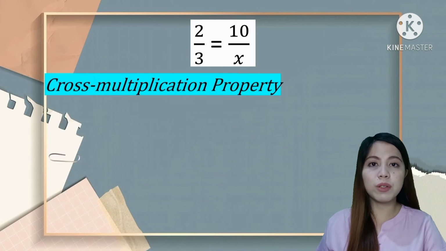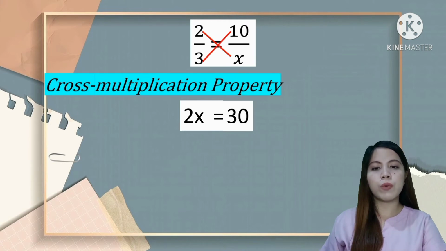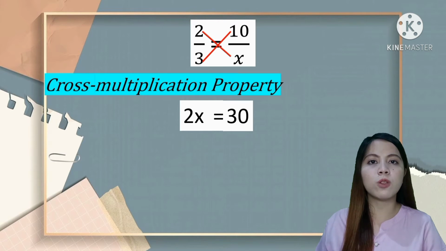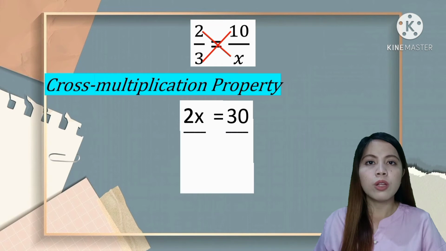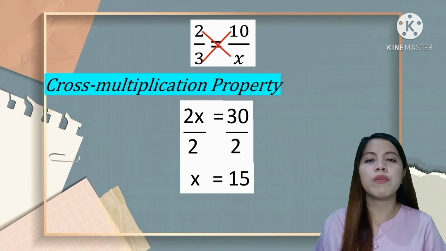By using the cross multiplication property, we will multiply the first numerator by the second denominator. 2 times X is 2X. Write the equal sign. 3 times 10 is 30. So we have here 2X equals 30. In order to eliminate 2 in X, we will divide both sides by 2. 2X divided by 2 is X, and 30 divided by 2 is 15.